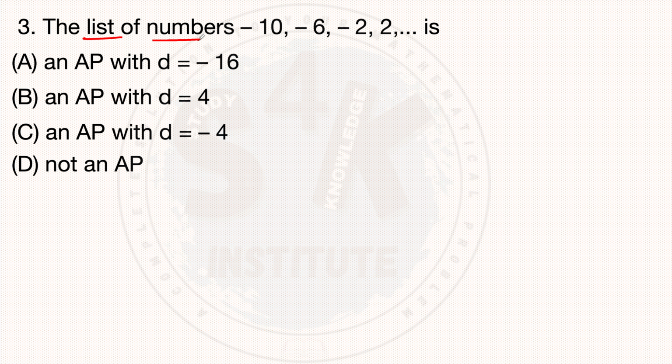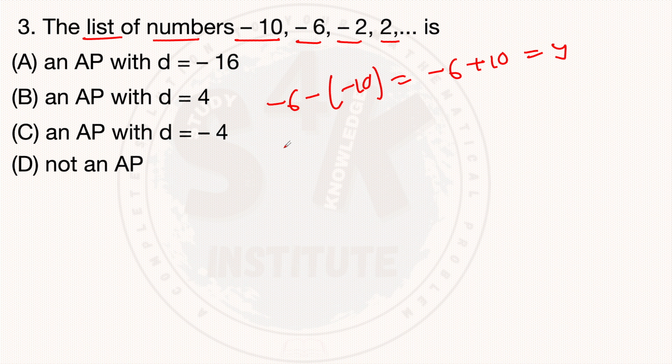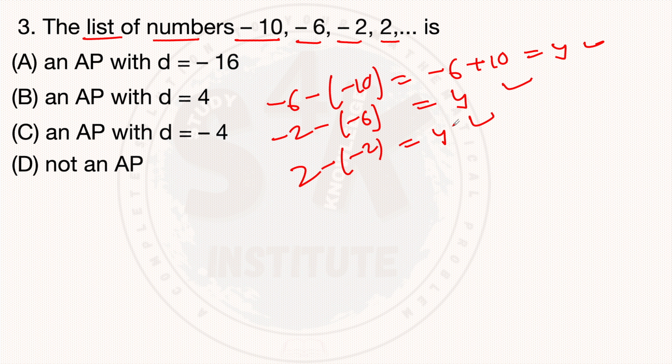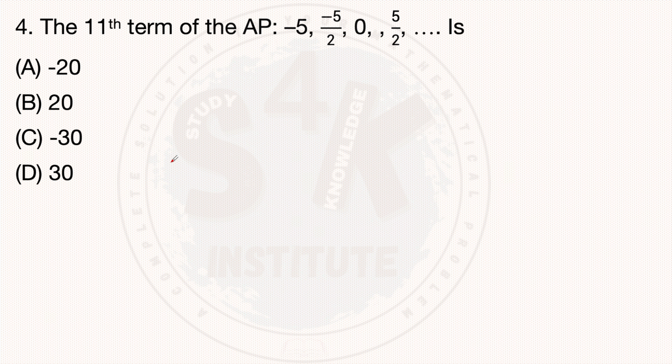The list of numbers, that is -10, -6, -2, 2, like this. Is it an AP or not? Let's check. -6 minus of -10. This will give me negative plus 10, which is equal to 4. -2 minus of -6 will give me 4. 2 minus of -2 will give me 4. So the difference is coming out to be constant, and that is 4. So it is an AP with d equal to 4. So the answer is B. Okay, let's do the next question.